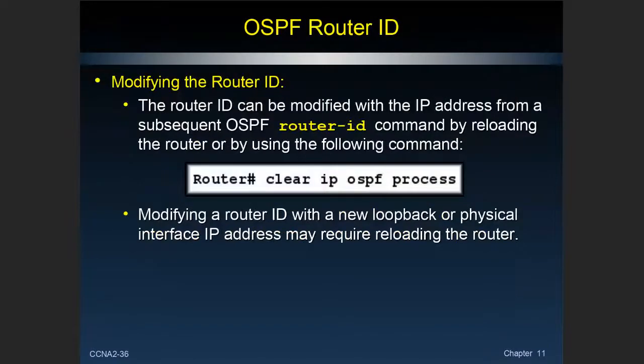We can change the router ID if we want to. However, we could do a copy run start and reload the whole machine. That takes 3 minutes. We can go to the prompt and say clear ip ospf process, and we can change it in that fashion. And they'll go through the entire process of establishing their neighborships and sending their jigsaw puzzle pieces to each other and electing the designated router and so forth.